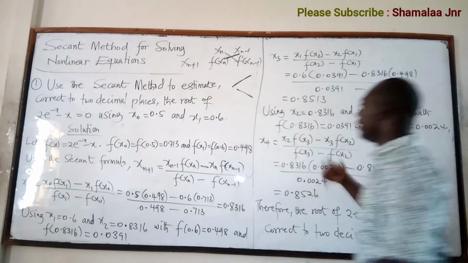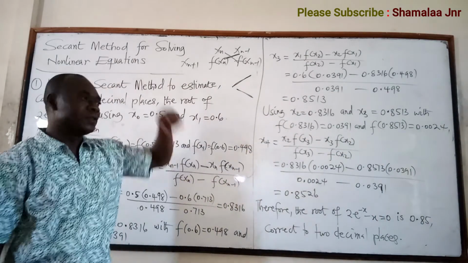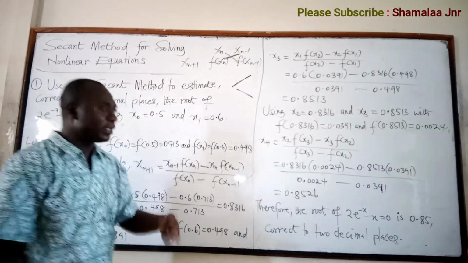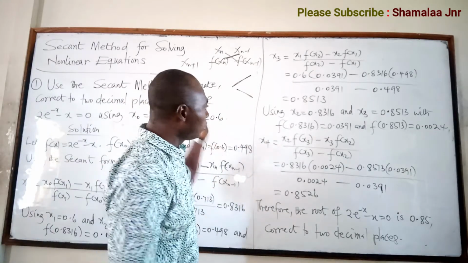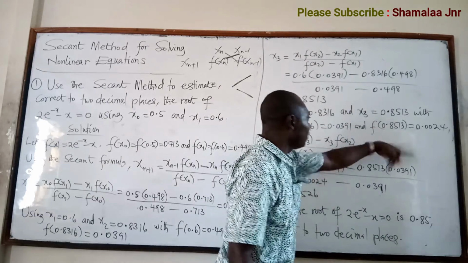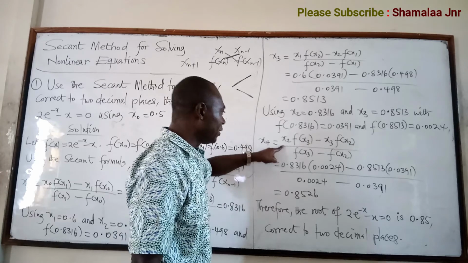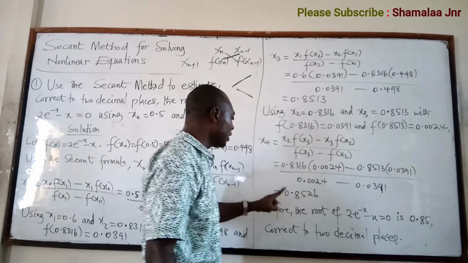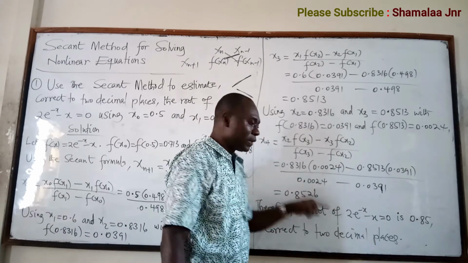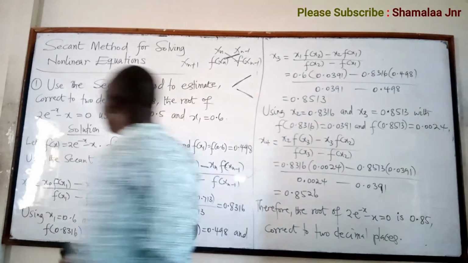Isn't it? And then, because I'm able to get s3, we are going to use s3 and s2 to get s4. So, similarly, you use this, and then the functional values. When you do the substitution, when n is equal to 3, you are going to get this. And then you do the substitution here, you are going to get 0.8526. Viewers, this is an iterative process. When do you stop? Let's look at the question.